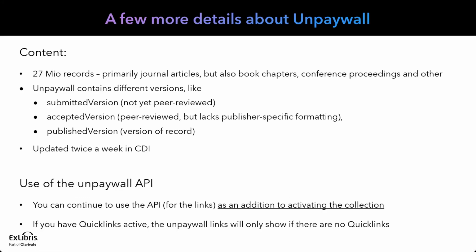So a little bit about the content of Unpaywall. It has about 27 million records, primarily journal articles. There are also some book chapters, conference proceedings, etc. But really the primary content is journal articles. It contains different versions. It has a submitted version, which is not yet peer-reviewed. It has the accepted version that is peer-reviewed, but not really published yet. And then it has the published version.